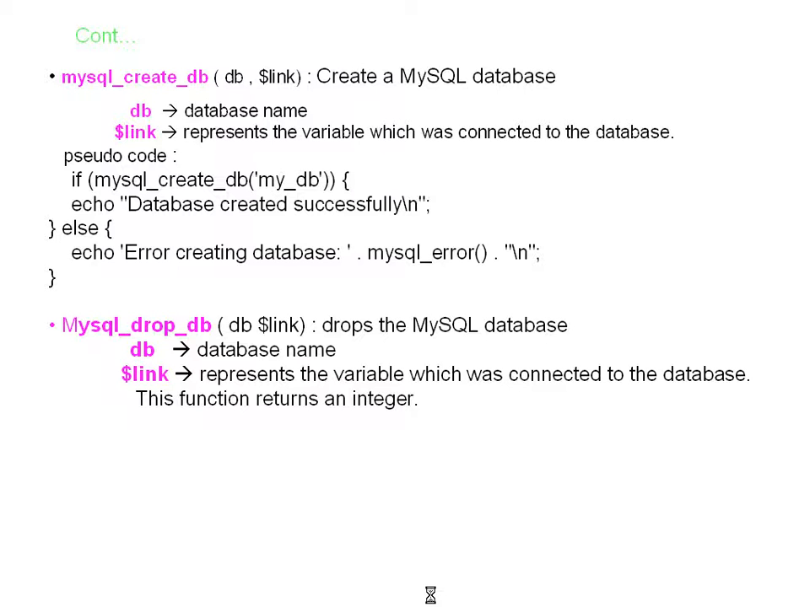mysql_drop_db takes DB, the database name, and the connection variable, that is $link, as parameters. It drops the MySQL database with the help of MySQL functions instead of dropping the table or database in the MySQL prompt. DB is a database name. $link represents the variable which was connected to the database. The function returns an integer variable.